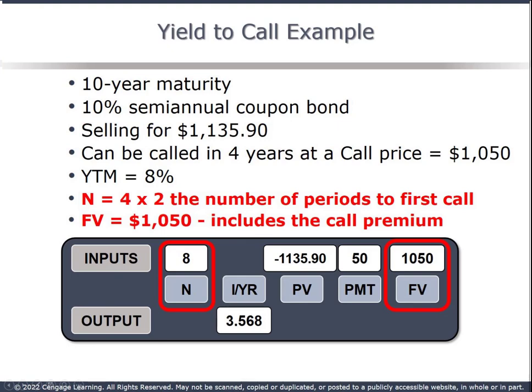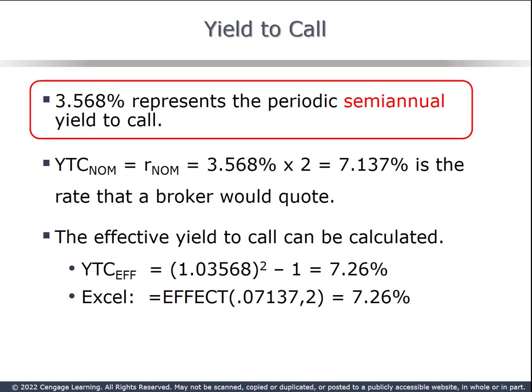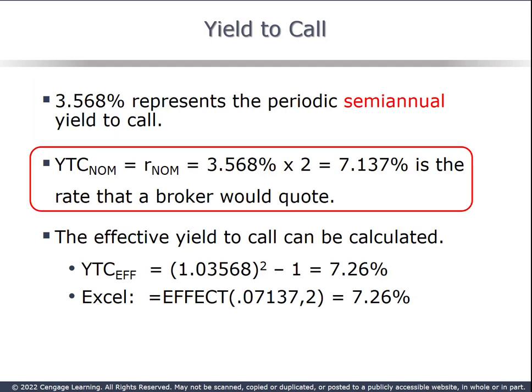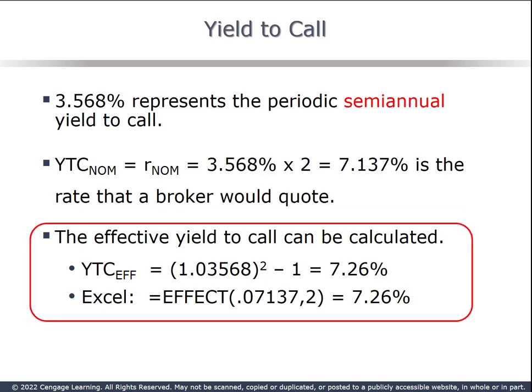Solving for yield to call. N is 4 times 2, the number of periods to first call, 8. Future value is $1,050. Includes the call premium. We solve and we get 3.568%. The 3.568% represents the periodic semi-annual yield to call. A broker would actually quote 2 times that. Remember, APR, 7.137. Or you could solve for the effective yield, 7.26%.